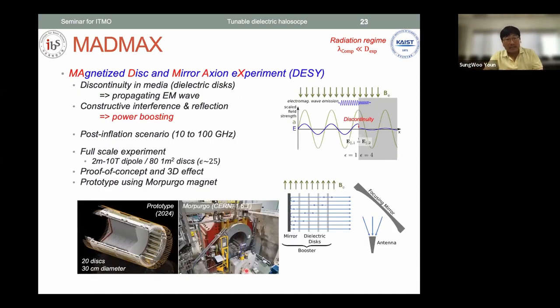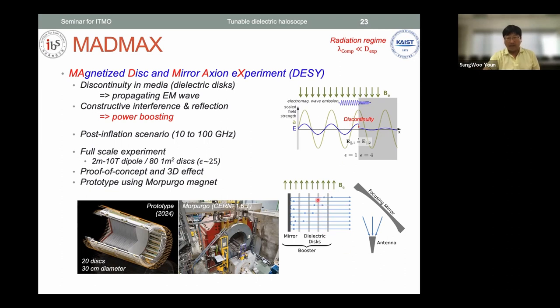So, Mad Max, here is an idea. The vacuum, you introduce some dielectric material in here, and then there's a discontinuity introduced. Because it is discontinuous, in order to compensate for the loss, propagating waves have to be generated, propagating perpendicularly to the interface like this.